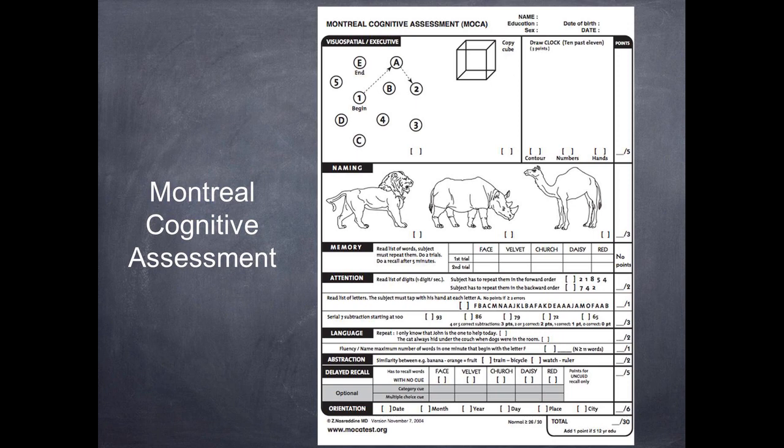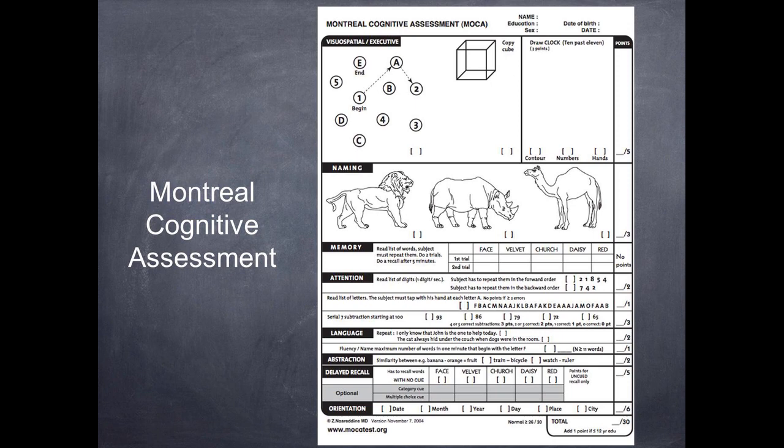So abstraction then: banana and orange, how are those related? They're both fruit. And then train and bicycle, so it's helping get at that reasoning. Again, another measure of executive function.